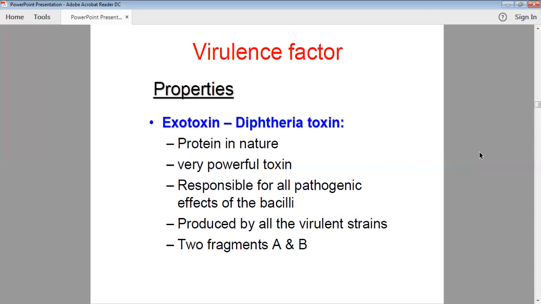B is the binding. Without binding, A can't enter into the cell. So when the antibody is prepared against fragment B, it blocks the attachment of the toxin to the target site. Once there is no attachment, fragment A does not enter into the cell.